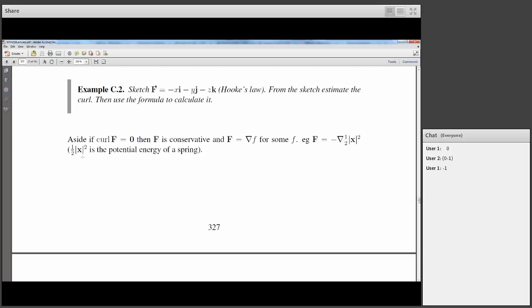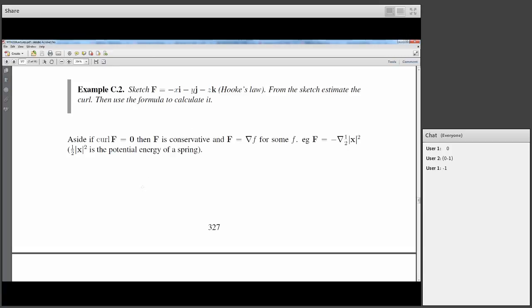Again, I don't know how much physics you did. Normally Hooke's law has a constant of k in here. You'd see a k there too. So Hooke's spring is another example of a conservative force that you might have encountered in physics. So just showing these sort of things cropping up again.